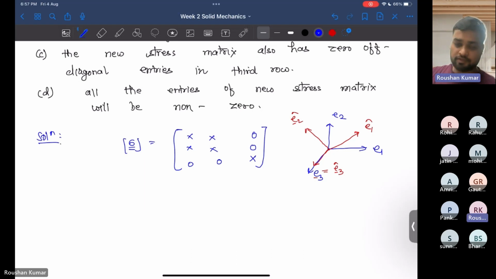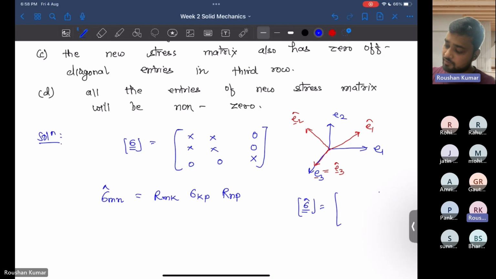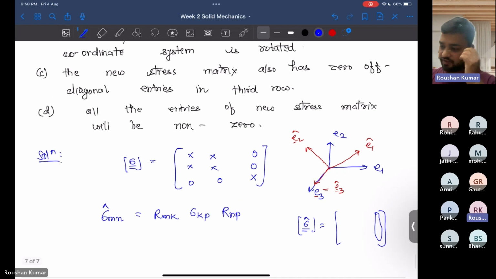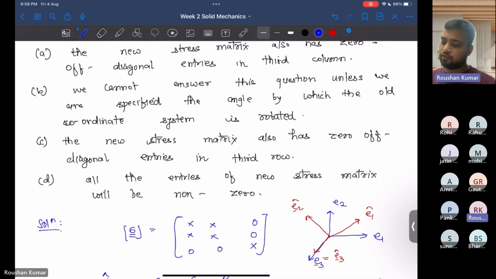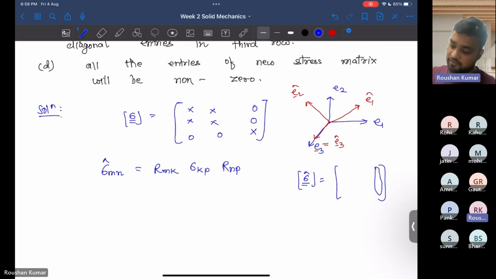As I told earlier, the stress component in the new coordinate system can be written as sigma mn hat is equal to R mk sigma kp R np. Here m and n are the free indices, and k and p are the dummy or repeating indices, so it's a summation over k and p. We have to find the components of sigma hat in the third column. This question asks basically whether the new stress matrix also has zero off diagonal components in the third column, in the third row, and the last option is all the components in the stress matrix are non-zero. So first we find the third column, that means sigma hat 1 3, sigma hat 2 3 and sigma hat 3 3.